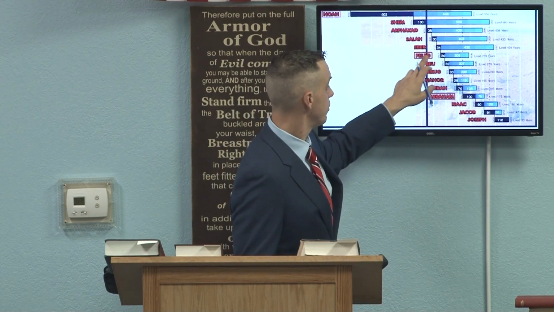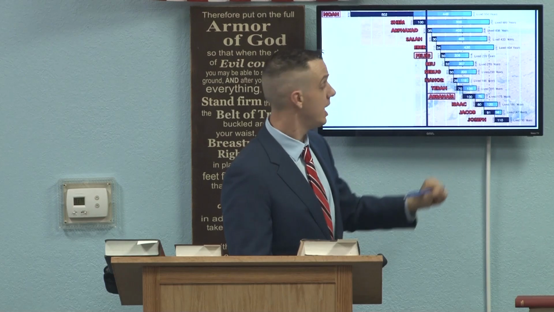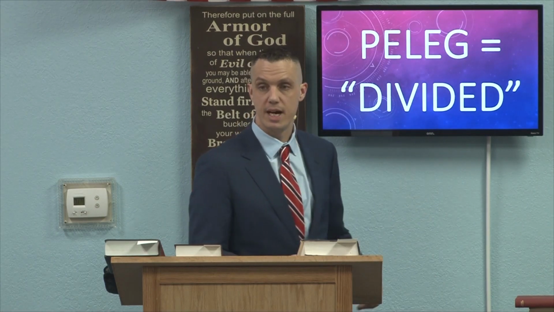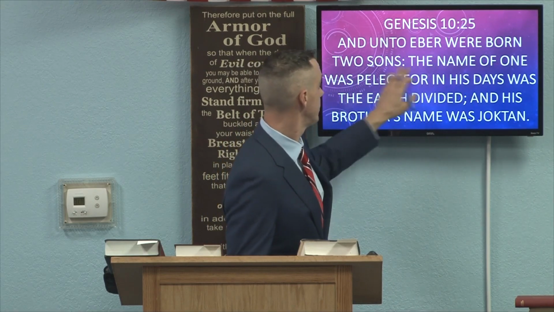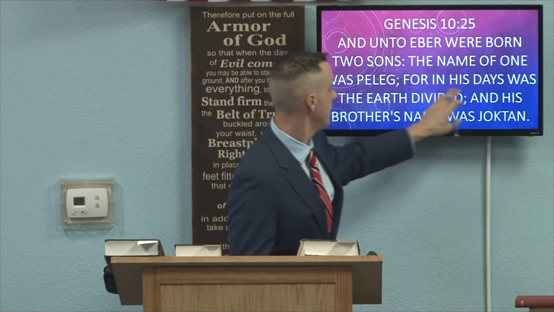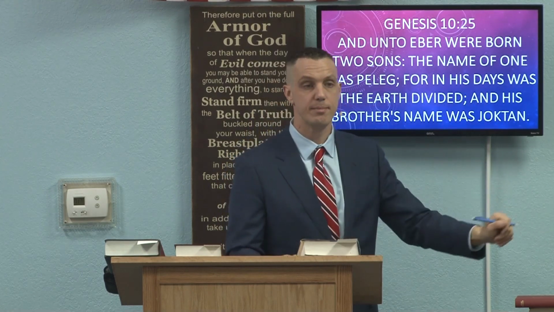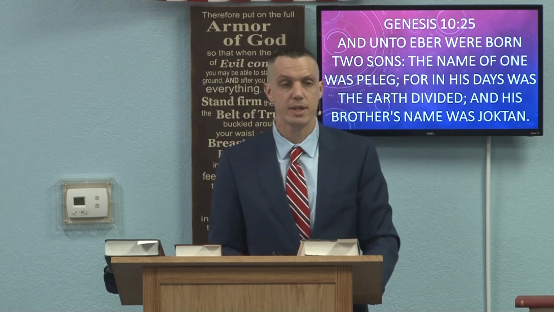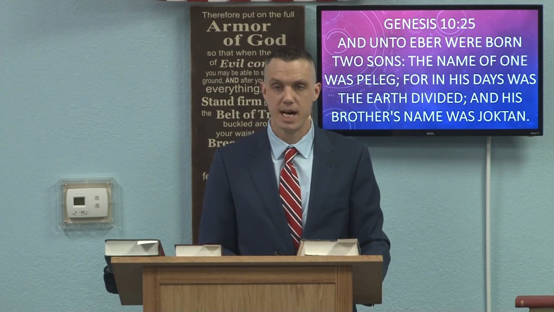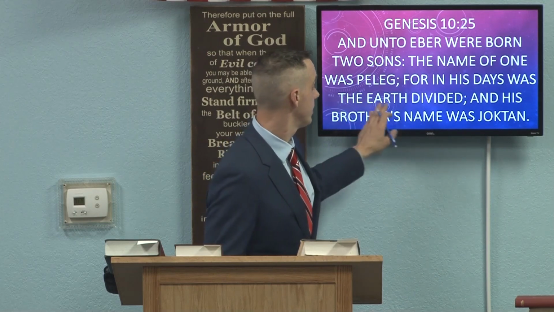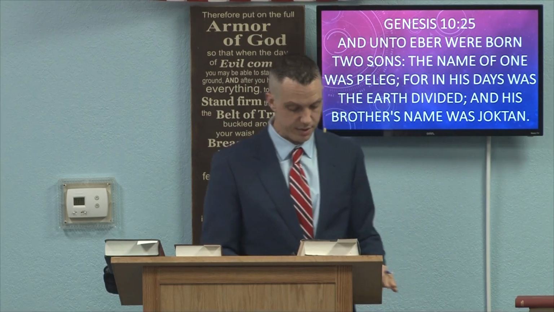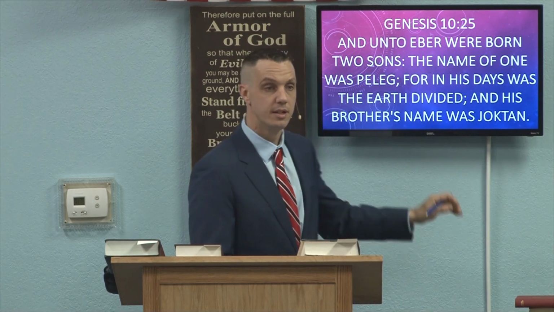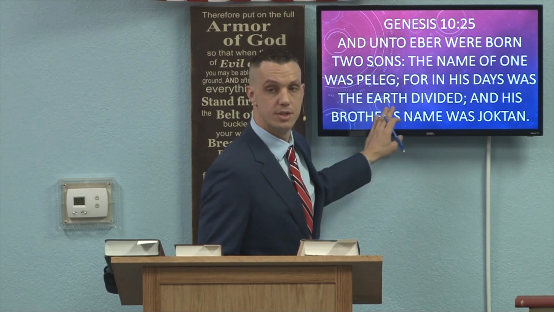the Tower of Babel happened right here. Okay, we're going to get to this right here. The name Peleg means what? Divided, right? Of course, you check Genesis 10:25. And unto Eber were born two sons. The name of one was Peleg, for in his day was the earth divided. What's that mean? Before the Tower of Babel, they were united, or not divided. After the Tower of Babel, they were divided. Peleg, the name, means divided. So Peleg's father, Eber, named his son after the events of Babel and the dispersion.